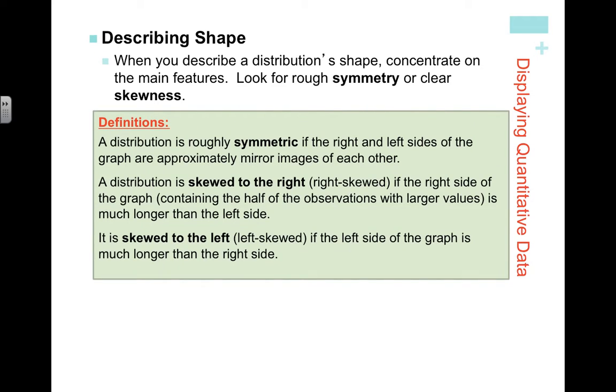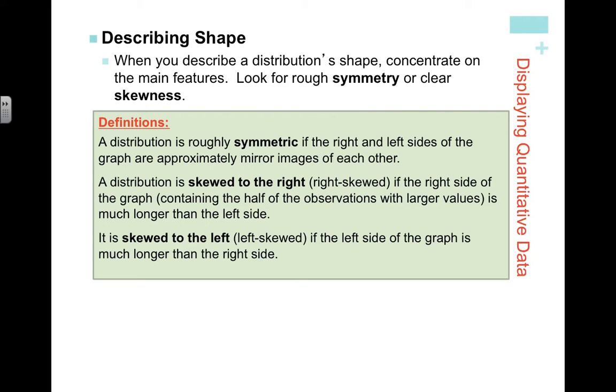So when you describe a distribution shape, we should concentrate on the main features. We're looking for a few things: major peaks, not minor ups and downs, but major peaks. We're going to be looking for clusters of values and then obvious gaps. We're going to look for potential outliers. That could be where those gaps come up, okay? And not just for the smallest and largest observations. And then we should also look for rough symmetry or clear skewness. And those things are really important to us, okay?